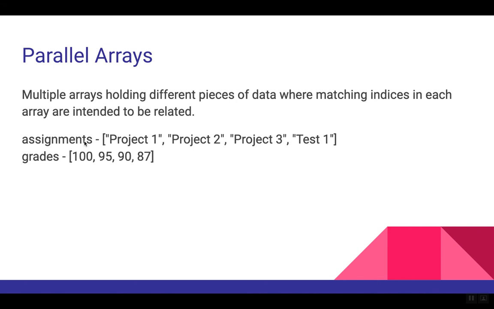So in this case, assignments, this is the name of the assignment. This is the grade. So the assignment at 0 is project 1, so the grade for project 1 is going to be at grades 0, which is 100. The number 2 element here is project 3, and it's going to be a grade of 90 here. So we say they're parallel because they're the same length, and each element at each index is related to the matching index in the other array.